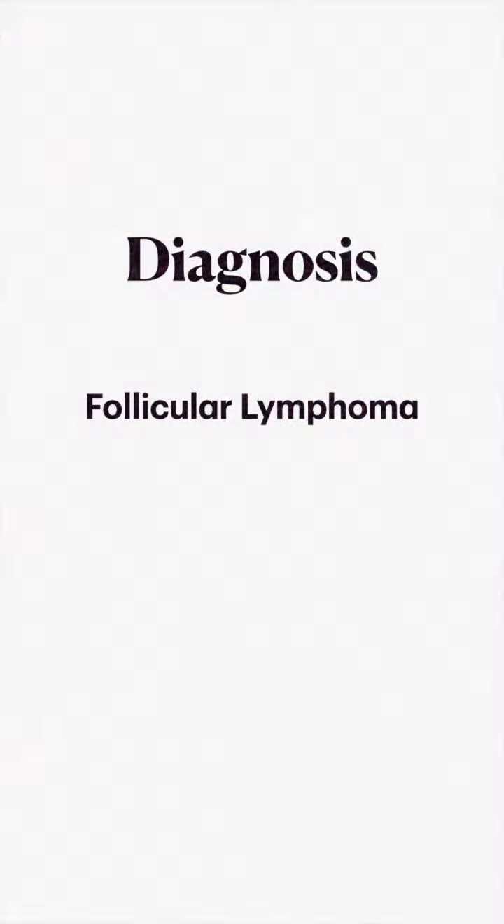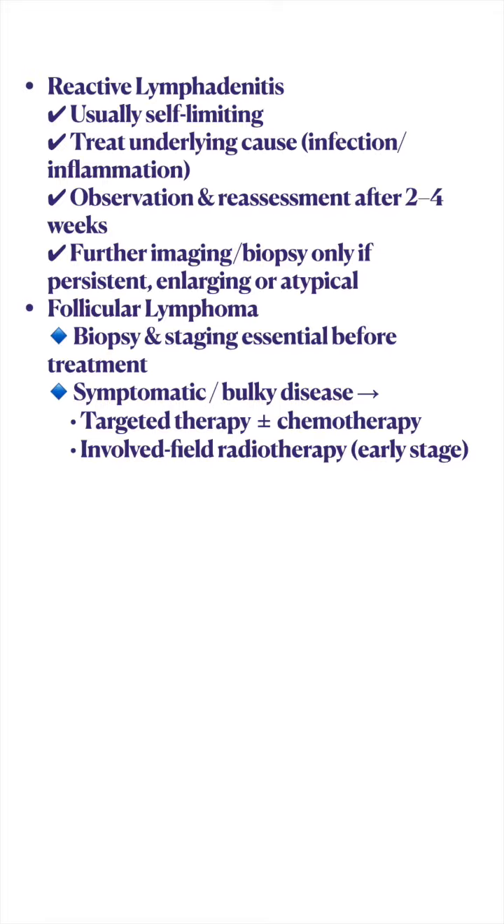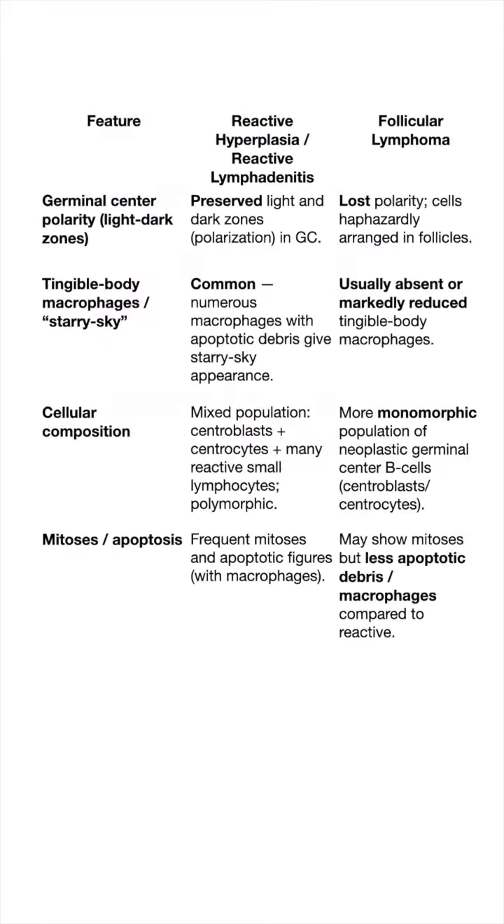A diagnosis of follicular lymphoma was made for this case. What are the points in favor? The differentials were reactive lymphadenitis versus a follicular lymphoma. And we know that reactive lymphadenitis is self limiting and can be treated by antibiotics or by treating the underlying cause. Whereas follicular lymphoma is a malignant disease and has to be treated by chemotherapy.